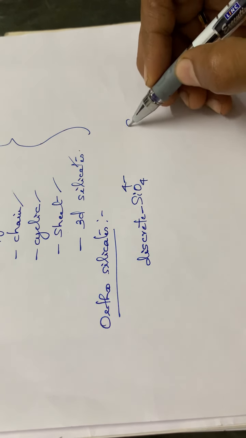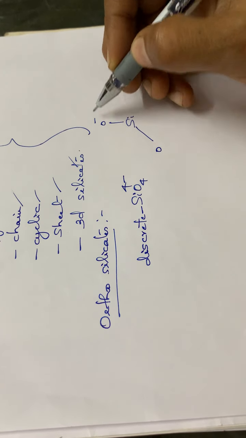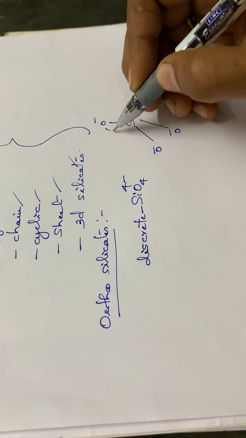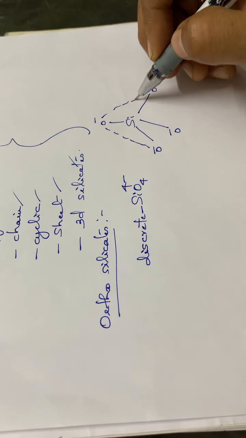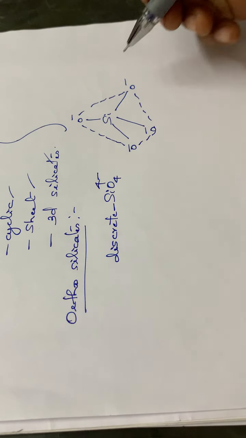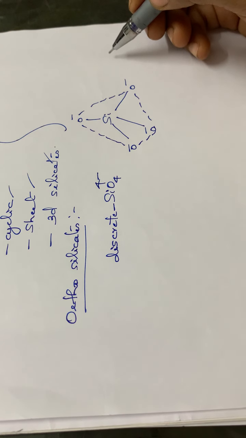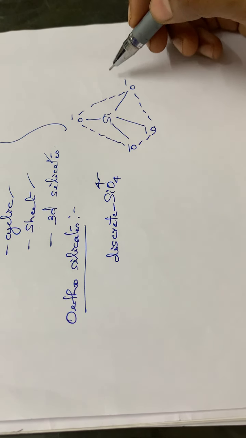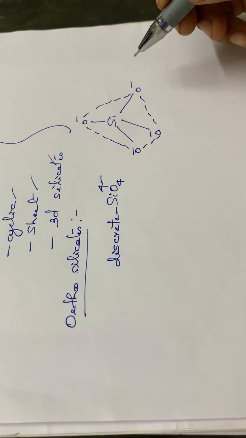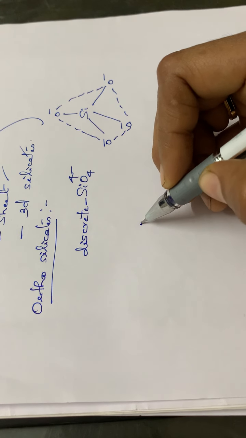So the structure we can draw like this: Si, then oxygen, then O minus, then O minus, again O minus. So this is one discrete unit of SiO4 4-. Here the oxygen atom is not shared by any other tetrahedral unit, so this is called an orthosilicate. We can also represent it in a schematic manner, like this.